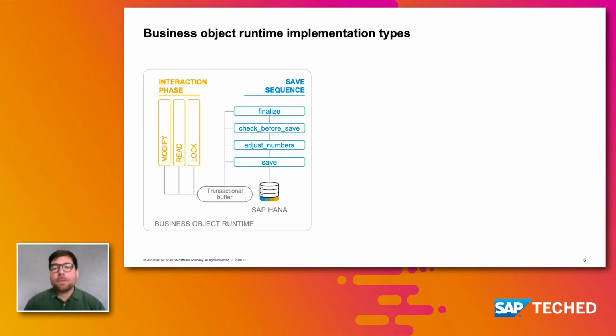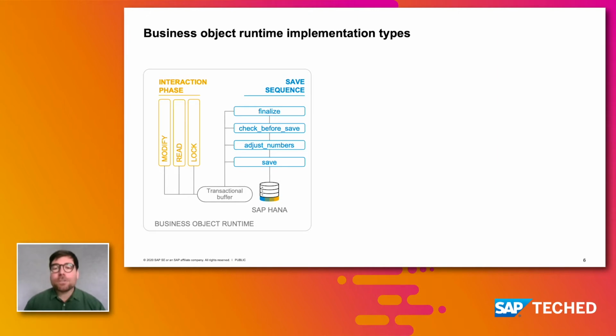So, but what about the business object runtime now? This is really important. A business object model contains for us three parts. First of all, the interaction phase. Secondly, the transactional buffer, and finally, the save sequence. The interaction phase is the period of time from when the end user presses the edit button until he or she presses the save button.